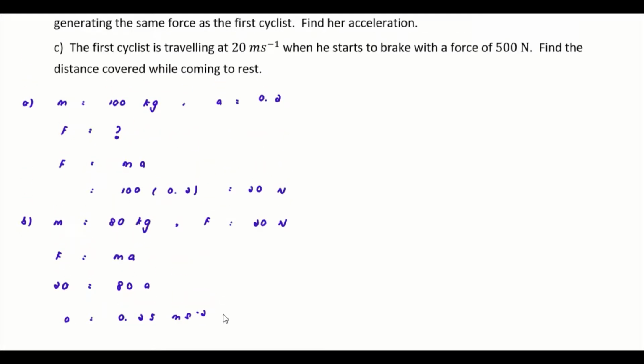Now let's look at C. The first cyclist is traveling at 20 meters per second when he starts to brake with a force of 500 Newton. Find the distance covered while coming to rest.